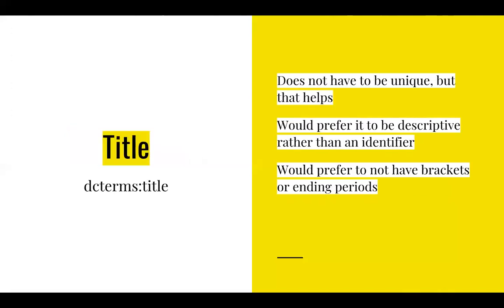Title is really one of only two pieces of descriptive metadata that's required. Title does not have to be unique, but that certainly does help, and I'll show you some examples later. We would prefer it to be a descriptive title rather than just an identifier, and we would prefer it to not have brackets around it or ending periods unless it's multiple sentences. We do some cleanups to deal with that last issue. The only thing we're really going to evaluate is whether or not all of your records have a title, but our experience has shown us that the more descriptive the title is, the better, basically.